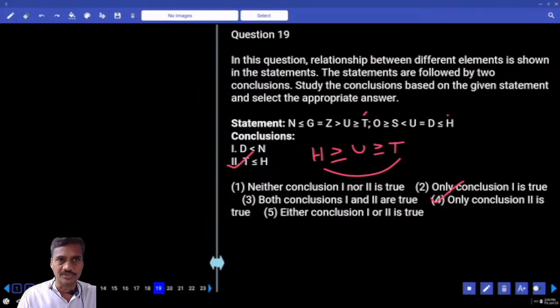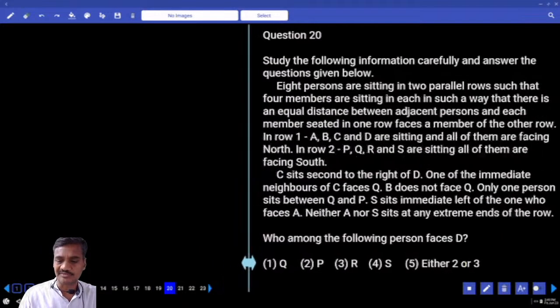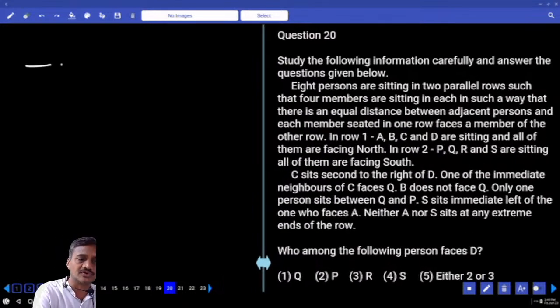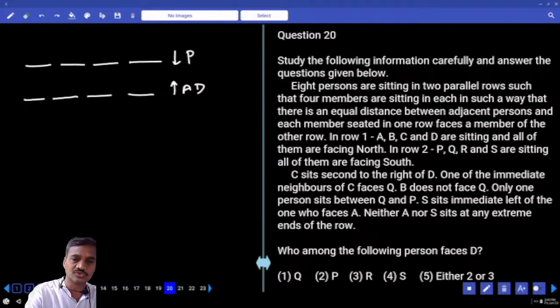The next one, 20 to 24. Now in this 20 to 24, there are 8 persons seated in two different rows. This is row 1 and this is the other row. Now 8 persons were there. In row 1, all of them are facing towards north: A, B, C, D are the persons. And in row 2, P, Q, R, S are the persons who are facing towards south.